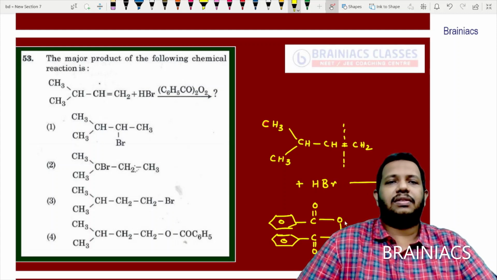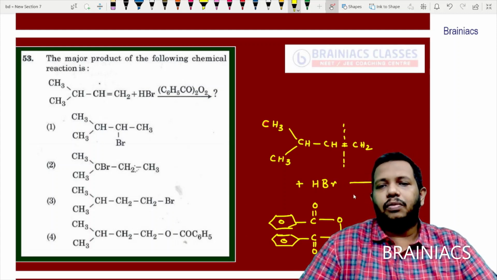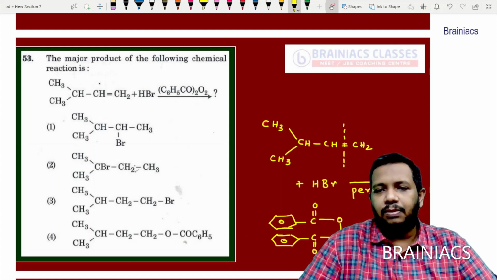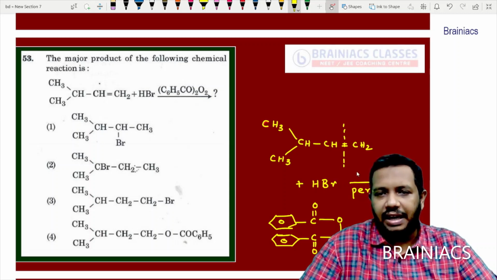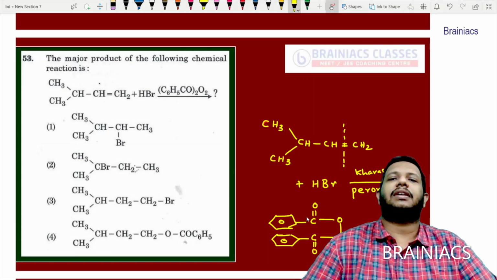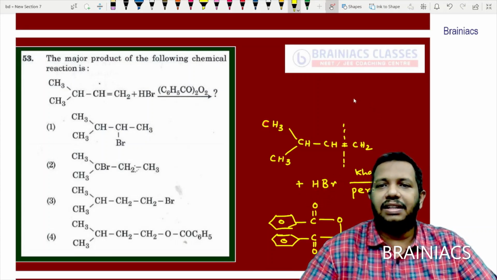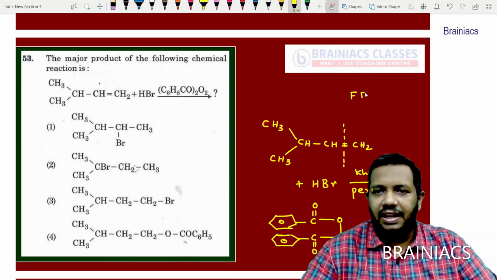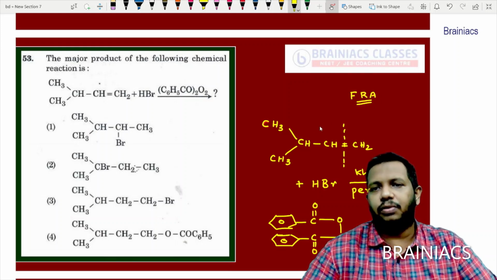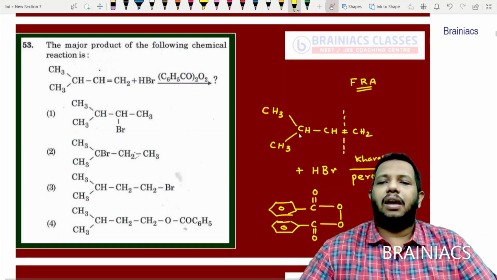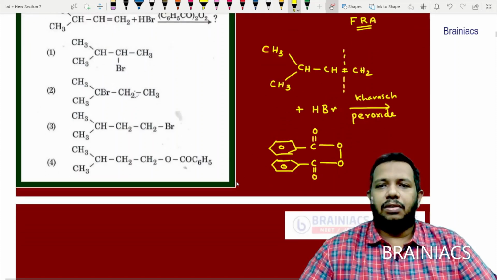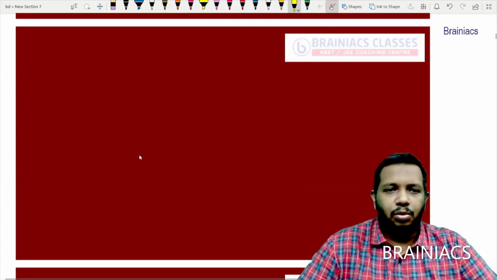So this we know it's nothing but benzoyl peroxide. So we know in the presence of peroxide, it will exhibit another effect that is called Kharash effect, or peroxide effect. So what it will do is anti-Markovnikov's addition, or we say the mechanism followed here is free radical addition reaction. So here we don't want to do the mechanisms and all. Just we will do how it happens.